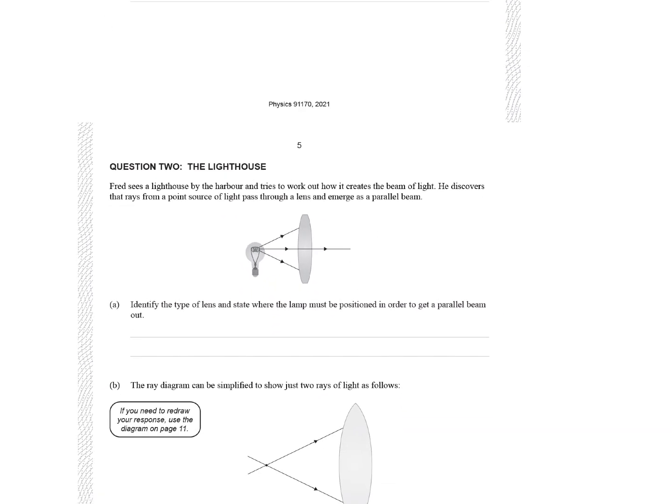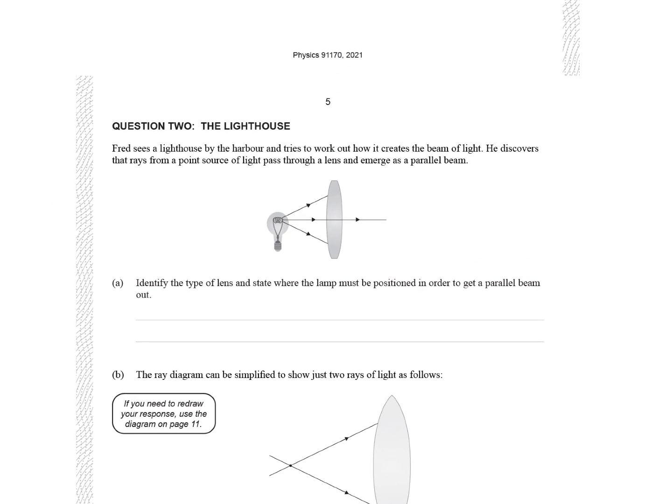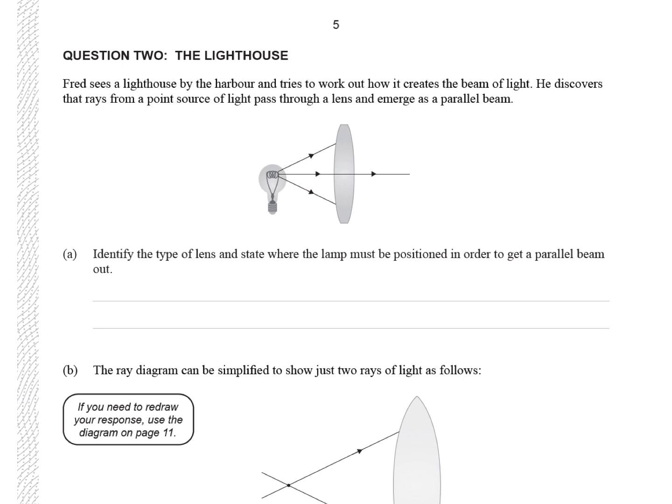Then we had a question like this in the test. So you can see it was taken from the 2021 paper. Again, I'll give you just a moment to read the top of that. So emerge as parallel beams. Identify the type of lens. Well, remember this one's larger in the middle. See from that shape there. So that one is a convex lens.